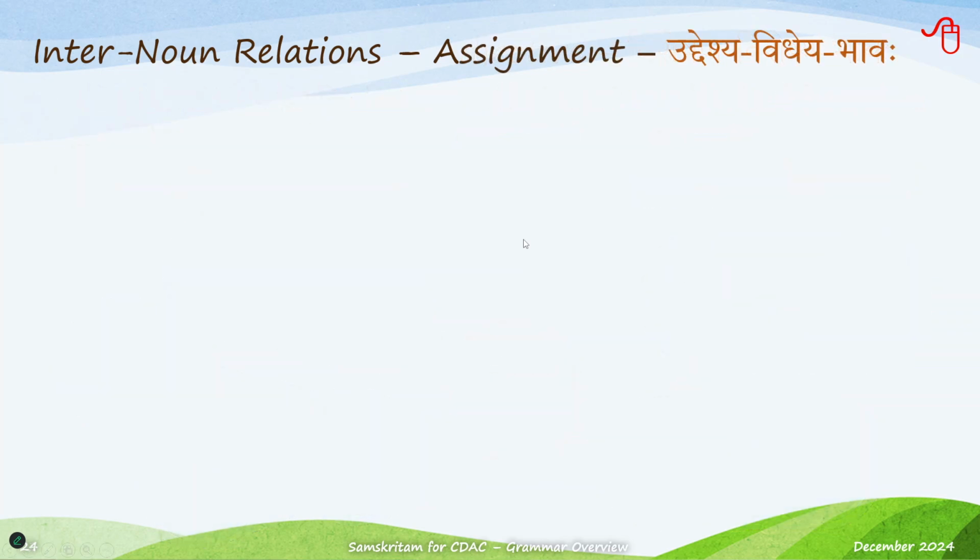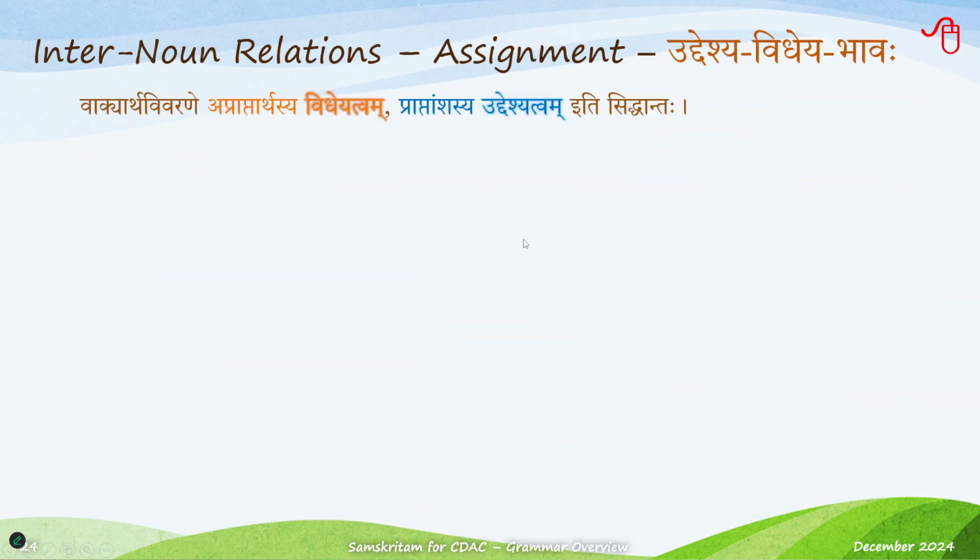Okay. So next is a new lesson today. I think that last slide was where we stopped last time with Visheshana Visheshya. So today I am bringing another internoun relation called Uddeshya Vidheya Bhavaha, or assignment relationship. And how it is different from Visheshana Visheshya, that is the important aspect we have to learn. Uddeshya Vidheya Bhavaha. Sambandha also is hidden in that.